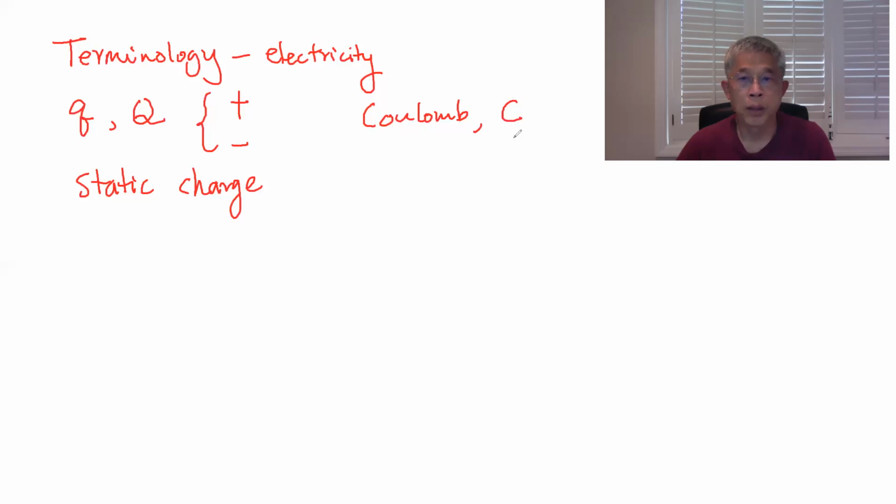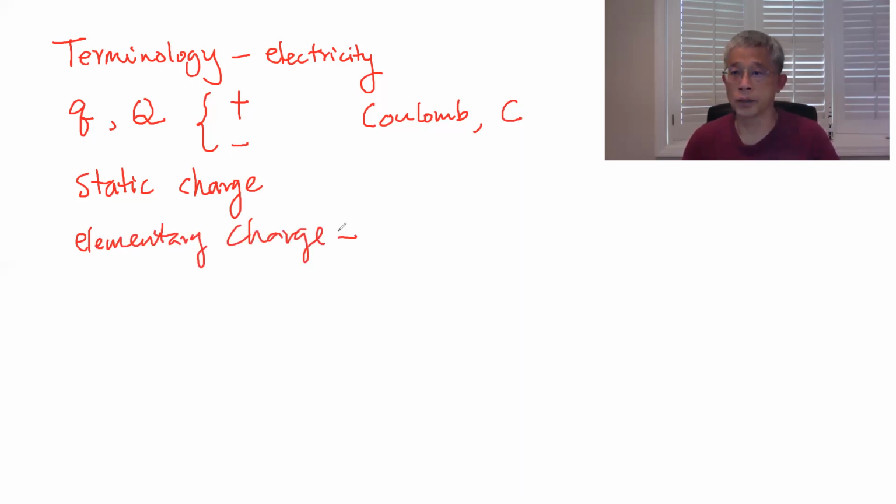Just keep in mind, 1 C is very large. One electron's charge, the special charge called elementary charge, is the charge of one electron or one proton, and it is only 1.6 times 10 to the negative 19 coulomb. So you can see how big 1 coulomb is.